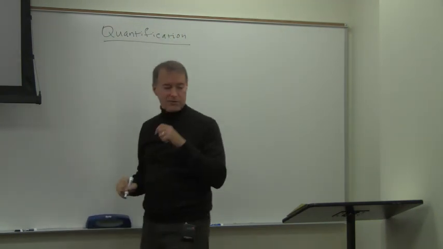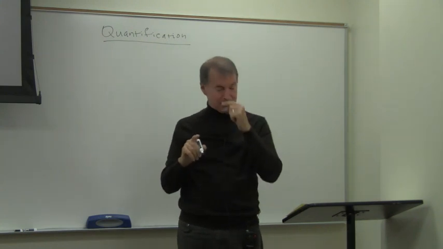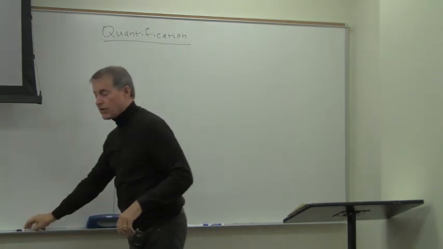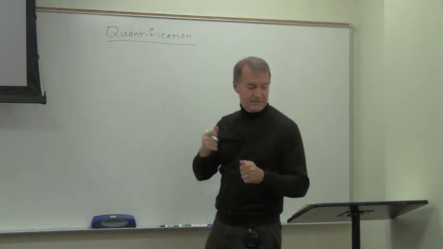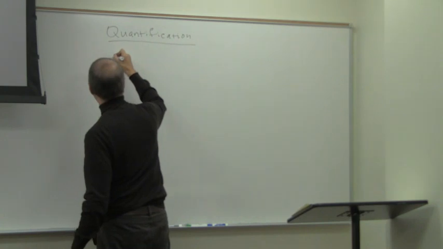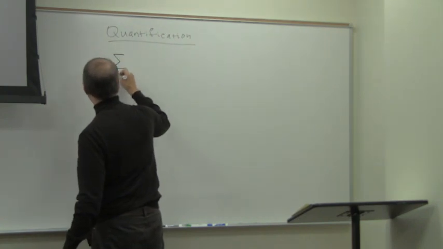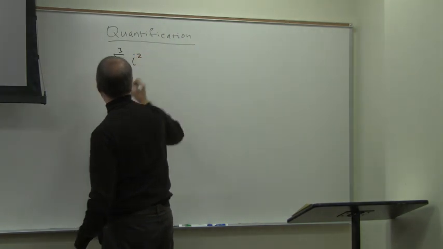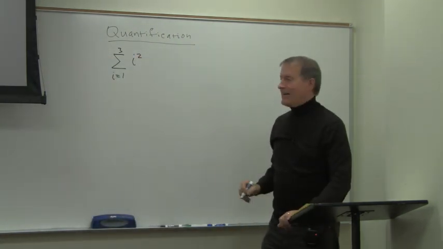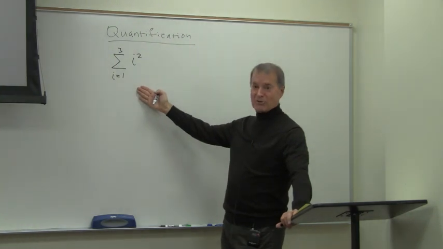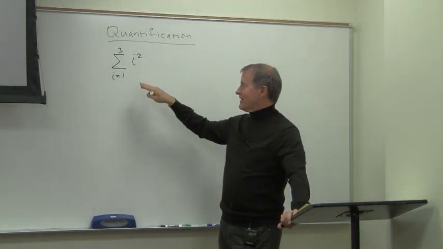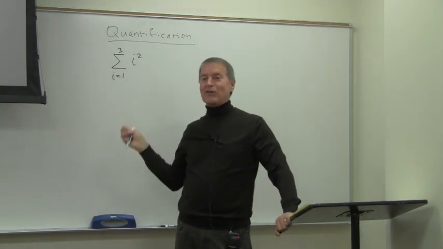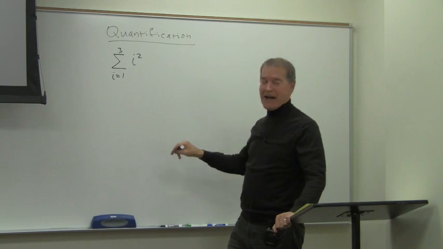Now here's how quantification works. You have actually seen this before, I'm sure, in your math classes. Have you seen something like this before? Sigma i equals 1 to 3 of i squared. You have seen this before, I'm sure, right? Yes. I hate it. It's gross. Yeah, well, we're going to do it better. If you hated it then, you'll love it now.